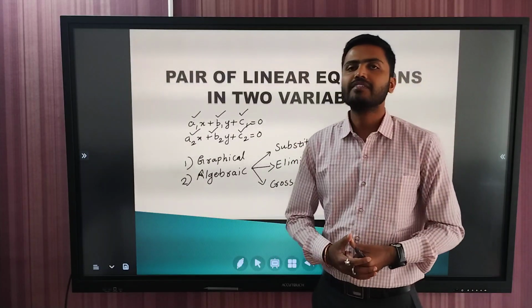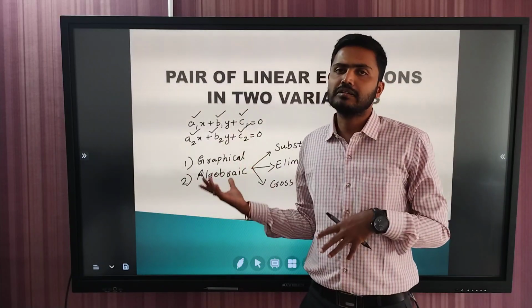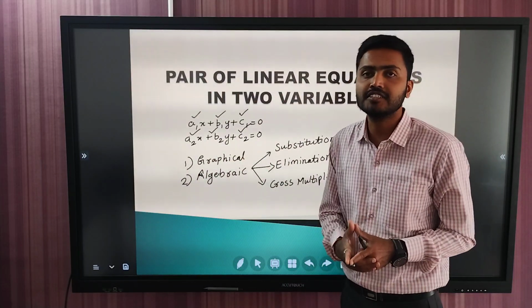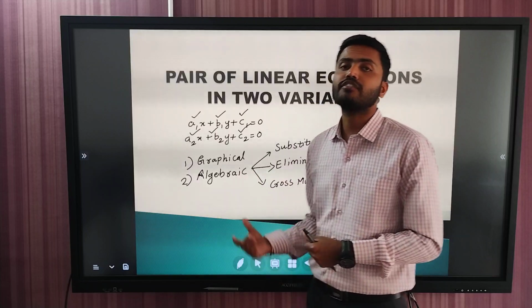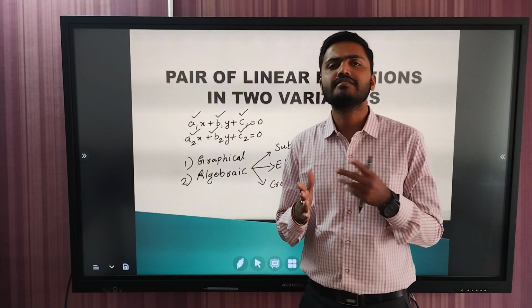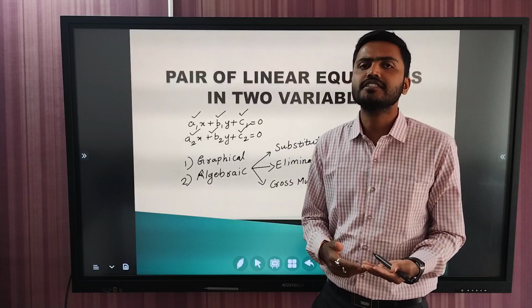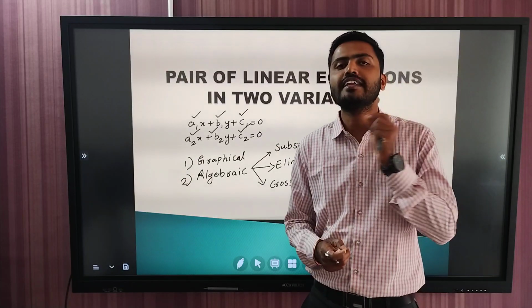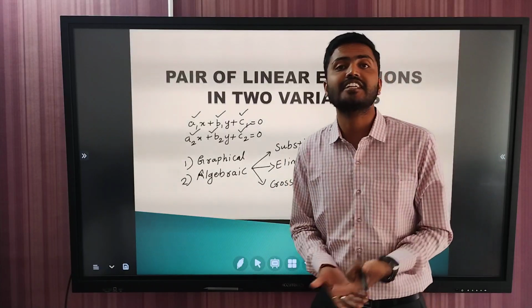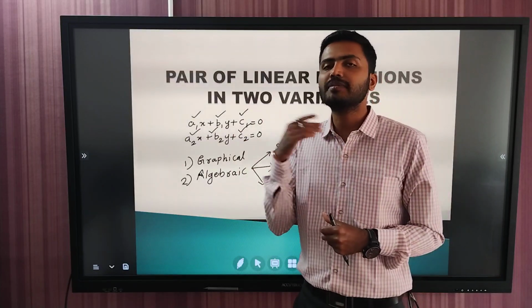In the previous class I had asked you a question, right? If we already have the graphical method to find the solution of a pair of linear equations, then why was there a need for the algebraic methods? The answer is very simple, my dear students. We can have equations where the values of the variables x and y are irrational numbers, and plotting irrational numbers on the graph is going to be really tough.